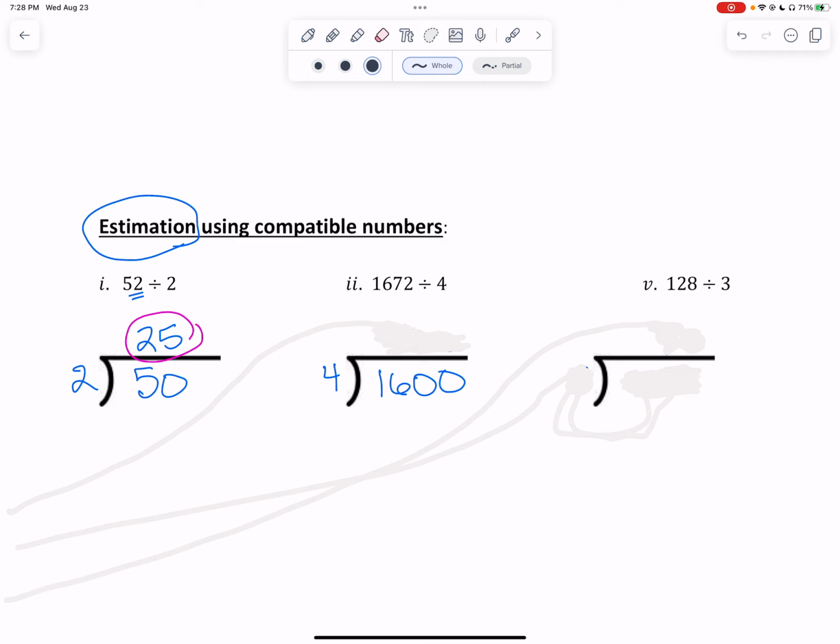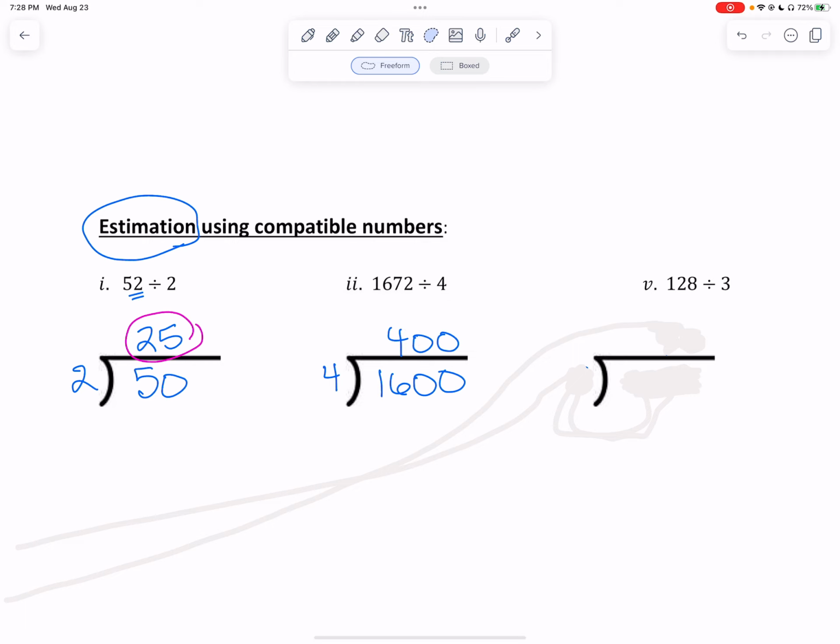So instead of doing 1672, just do 1600, because 4 goes into 16 4 times, right? So the answer is going to be around 400. So when you have a student get 43 instead of 430 or whatever, I don't know that that's what it is, but okay, their place values are off. They're probably putting this number over here instead of over here.